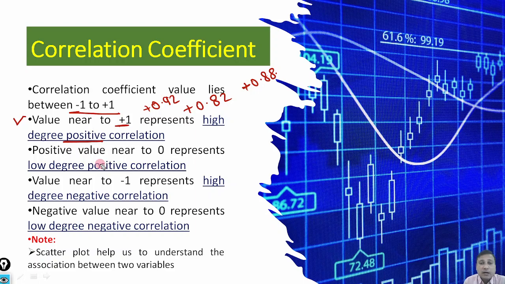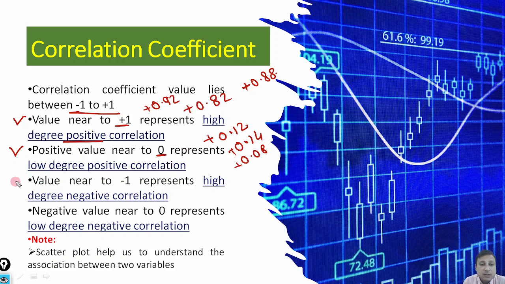Suppose I have a data set, and suppose I get a positive value near 0, like 0.12, 0.14 or 0.08. Then those values represent that there is a low degree positive correlation between the two variables.